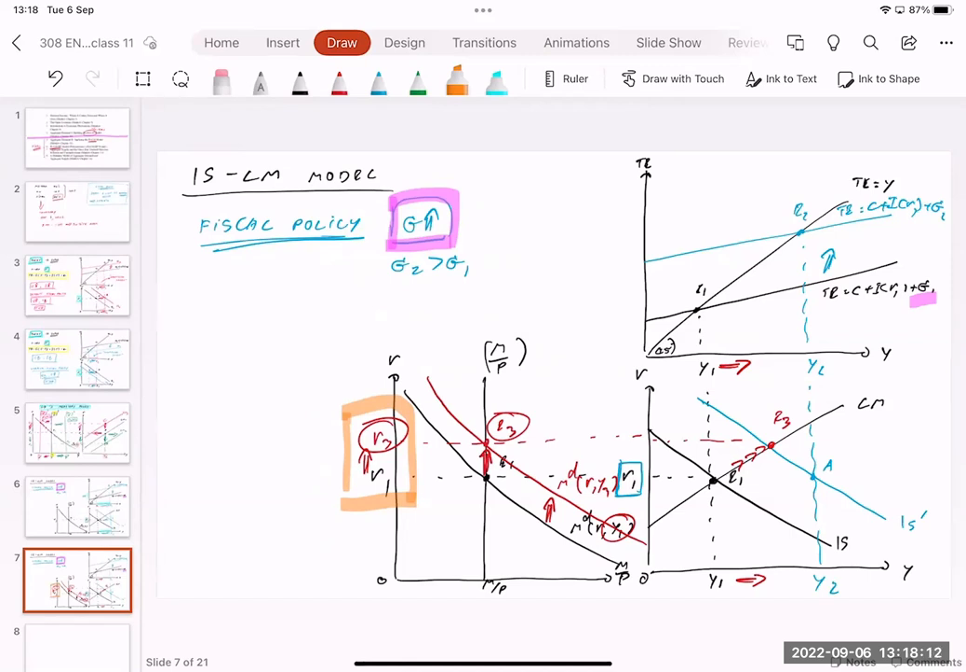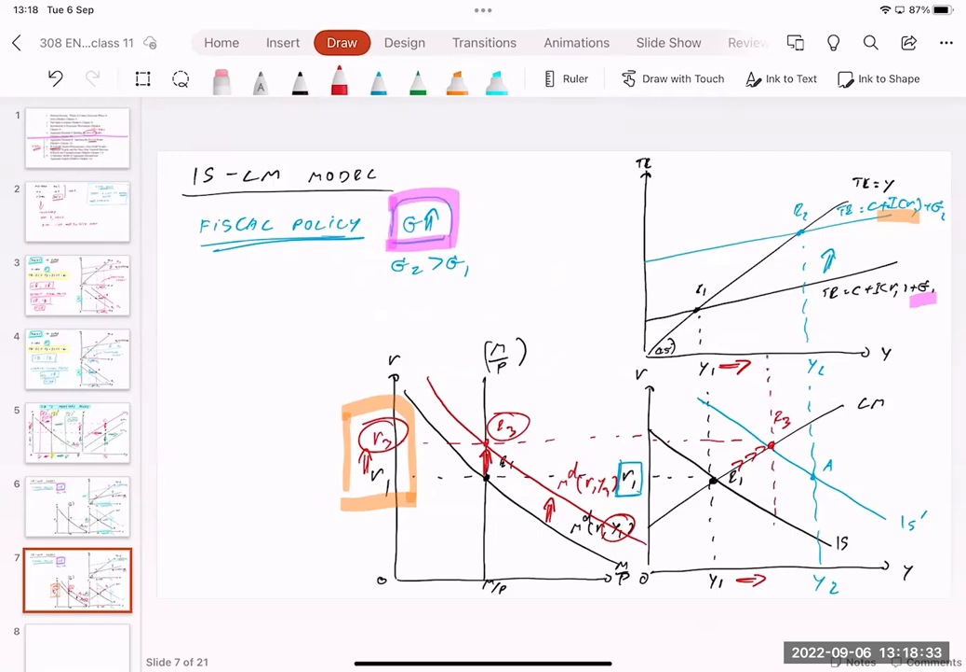Real interest rate is a cost of borrowing. It's going to affect investment directly. When there is some change in the money market and the real interest rate increases, then it's going to have an effect going back to the output market. Investment is going to be lower.